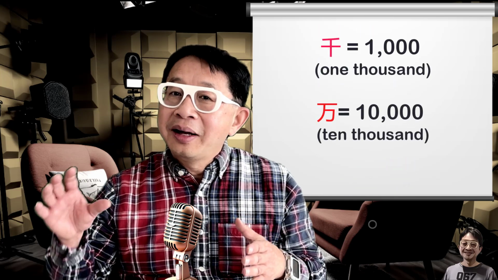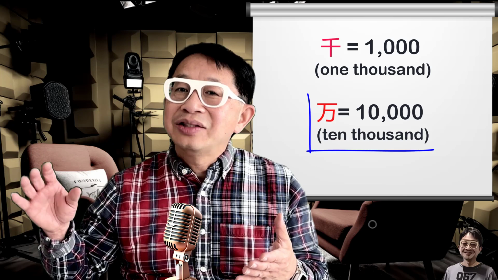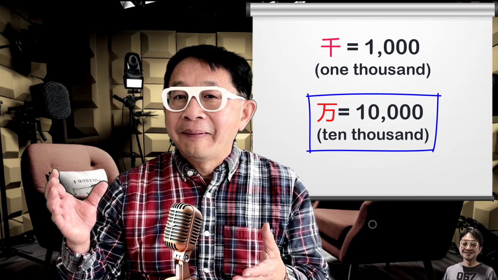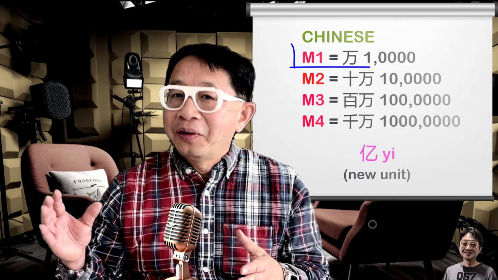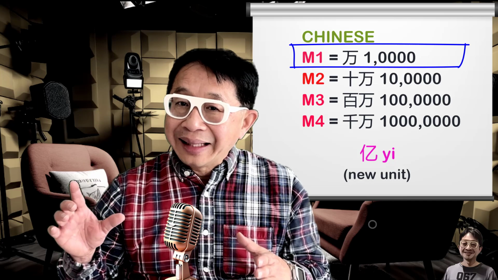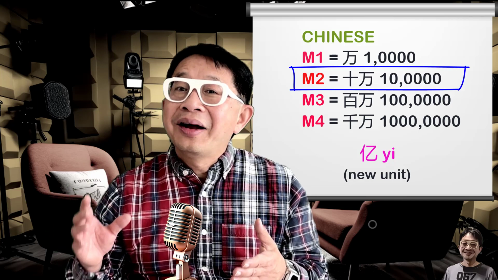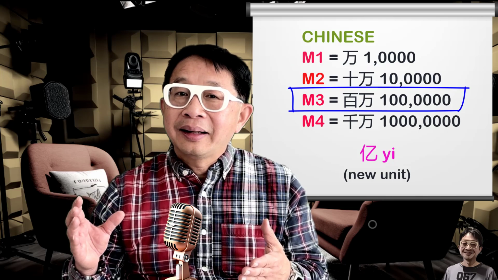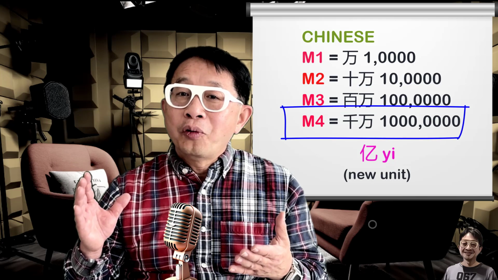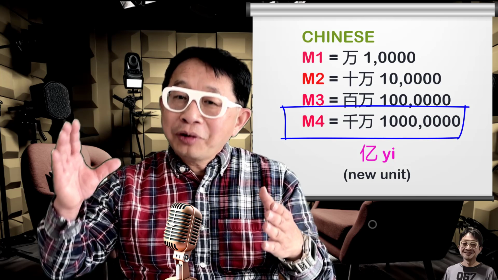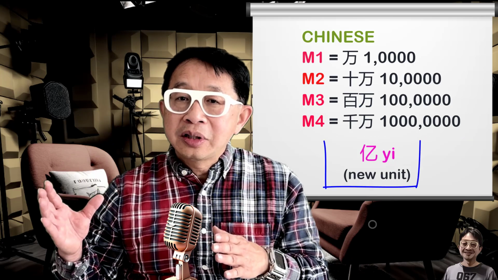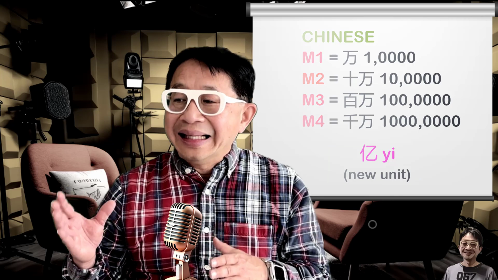Now with Chinese, it's different. After you reach 1,000, there is yet one more unit, and that is 万 for 10,000. So 10,000 is its own unit, 万. After you reach 万, okay, magnitude 1 is 万. Magnitude 2 is 十万. Magnitude 3 is 百万. And there's a magnitude 4. Magnitude 4 is 千万. And after you reach magnitude 4 of 千万, that is when you get the new unit introduced. The unit after 万 would be 亿.